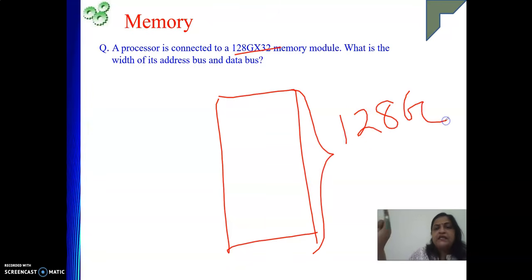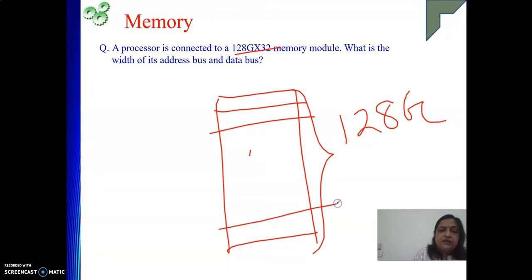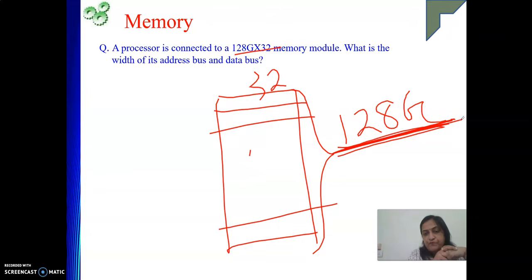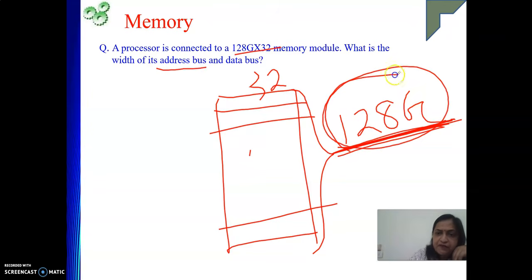128G. These many number of locations are there. And each location is capable of holding what? 32 bits of data, right? That means the content of that memory location length is 32 bit. And how many different addresses are there? 128G, right? So we need to tell how many address bits will be there to represent these many different addresses.